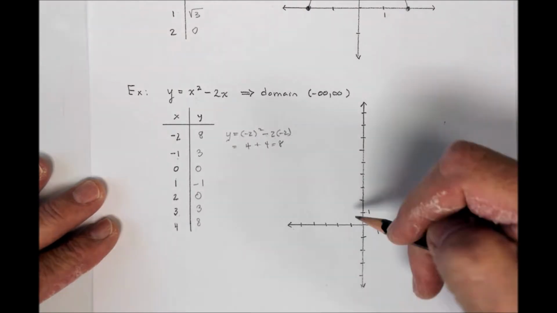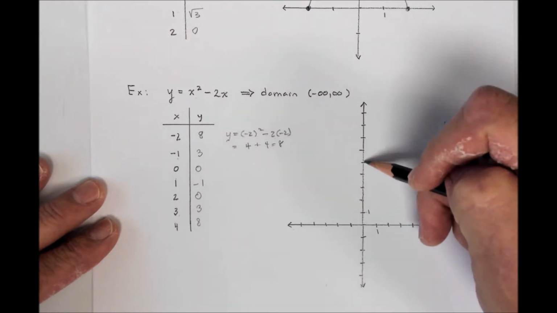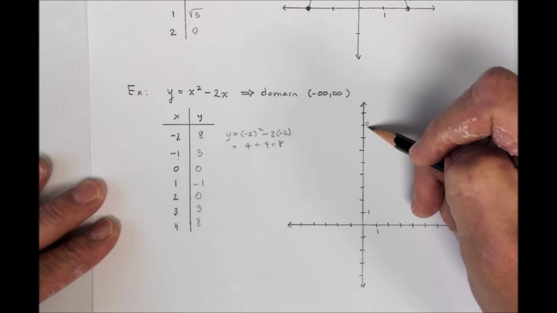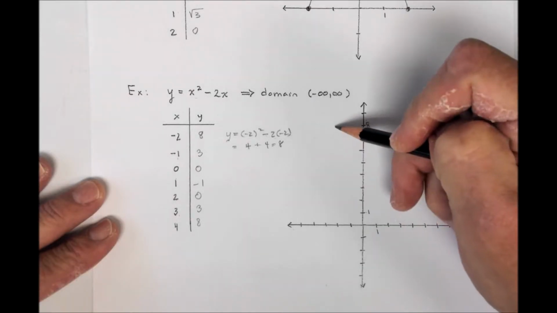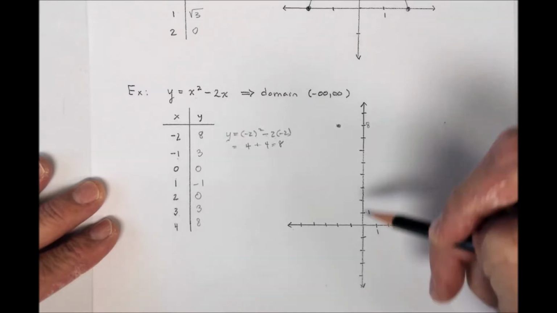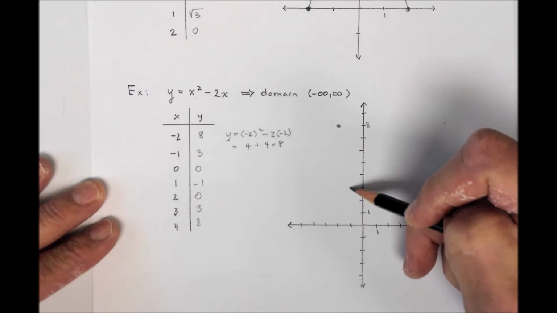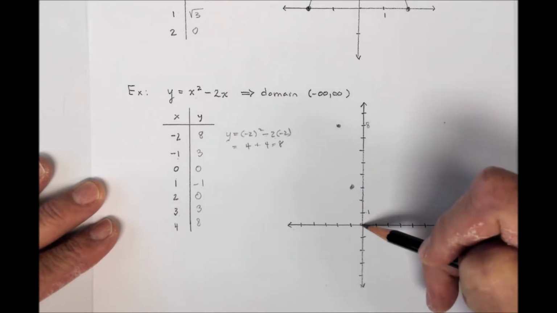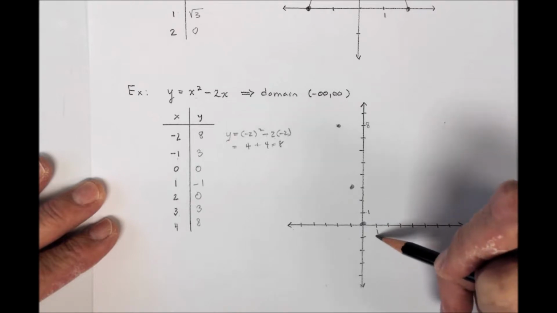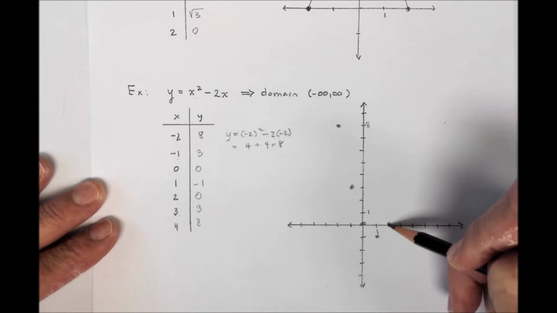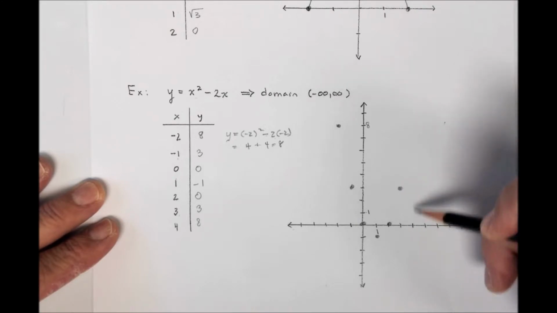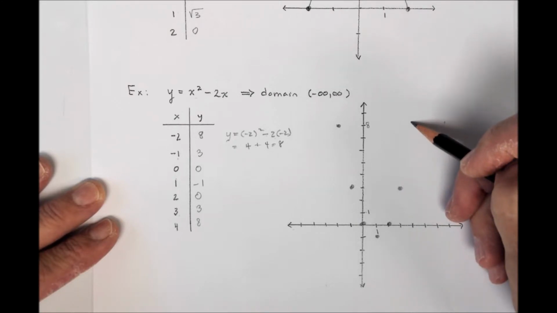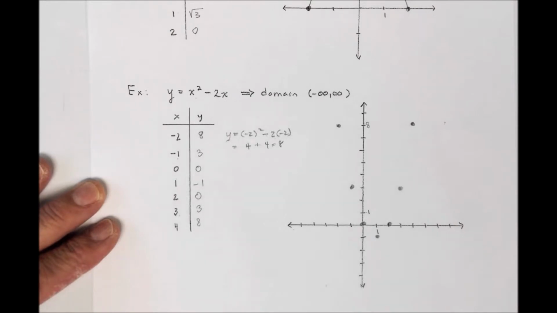So -2, 8, then -1, 3, 0, 0, 1, -1, 2, 0, 3, 3, and 4, 8. I put a little 8 here to remind me. -2, 8 would be approximately here. And hopefully you can see the U shape.